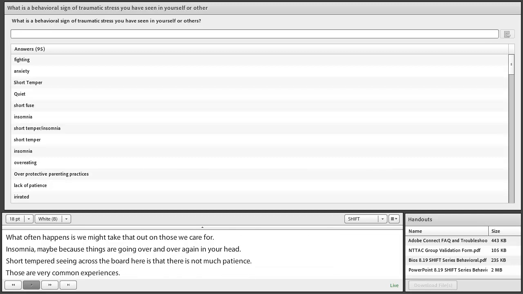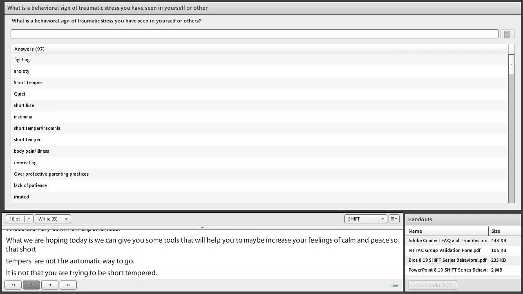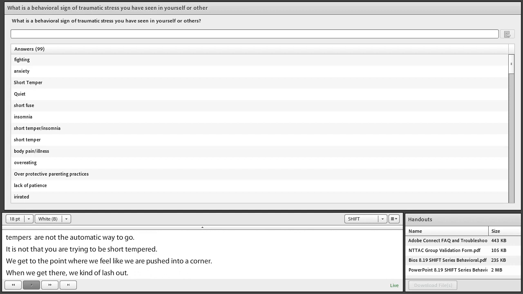And what we're hoping today is we can give you some tools that will help you to maybe increase your feelings of calm and peace, so that short temper isn't the automatic way to go. And it's not that you're intentionally trying to be short-tempered. It's that we get to the point where we feel like we're pushed into a corner, and when we get there, we kind of lash out. Having to experience other people's trauma on a daily basis can certainly impact our ability to remain calm, collected and patient. So hopefully today we'll be able to help out with that.